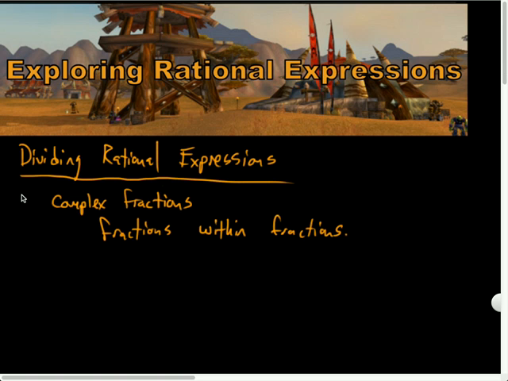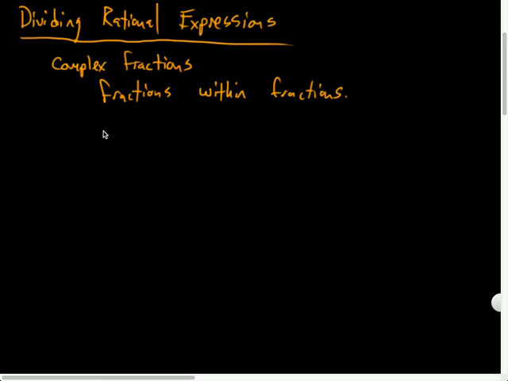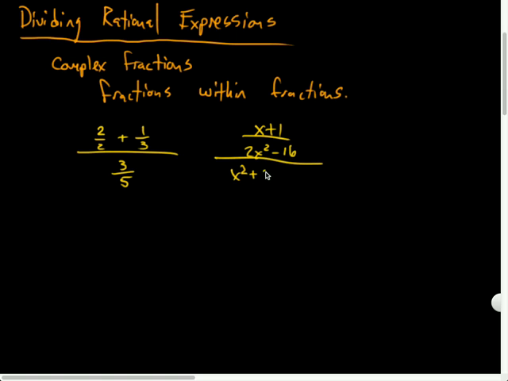So complex fractions, what do they look like? That would be something like this. It would be like 2 halves. Nope, that's not very exciting, but whatever. Plus 1/3 all over 3/5. So like fractions within fractions. All right. Or I could have x plus 1 over 2x squared minus 16 all over x squared plus 2x minus 1 over x plus 3.